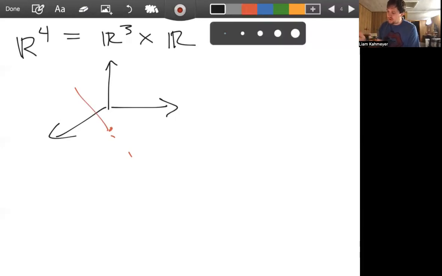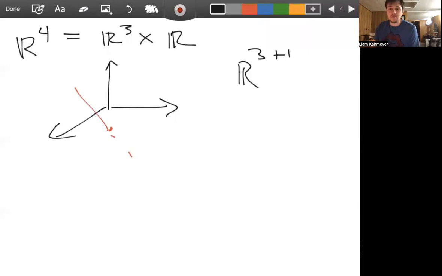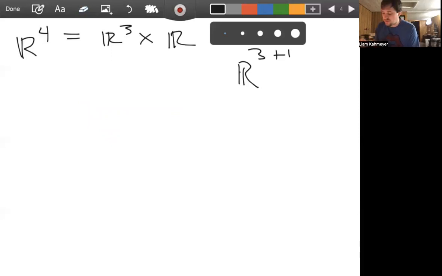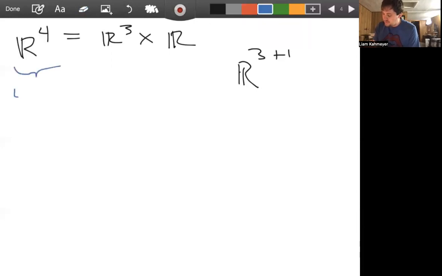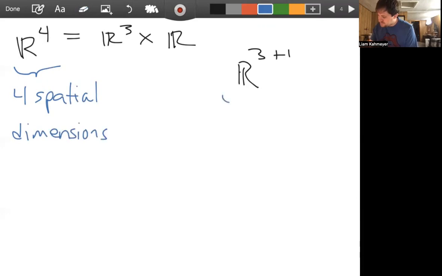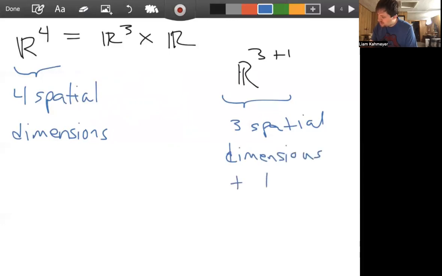While I'm on the topic, there is a notion of R3 plus 1. And of course, 3 plus 1 is equal to 4, but these are interpreted slightly differently sometimes. I doubt we get into the difference in this course, but it's kind of interesting to talk about. So R4 here would represent 4 spatial dimensions. And here, R3 plus 1 would represent 3 spatial dimensions plus 1 time dimension.